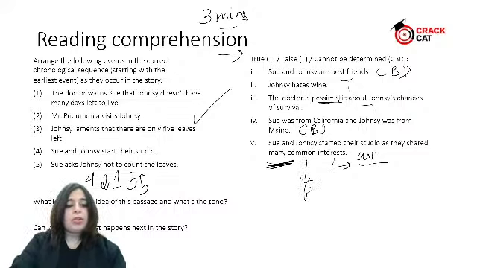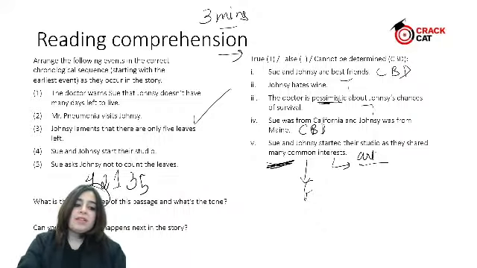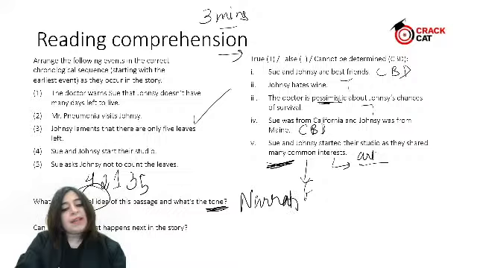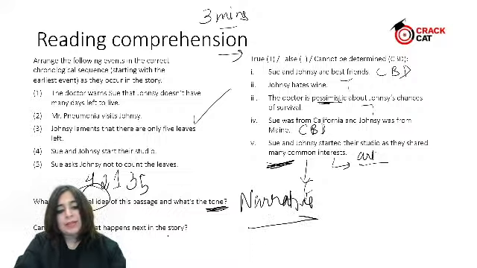So, coming down to the next question, it says, what is the central idea of the passage and what is the tone? Now, the central idea of the passage was that Johnsy had more or less associated her life with that of the falling of leaves, and the tone of the passage over here is narrative. Now, why is it narrative? Because it's in a storytelling format. I hope all of you were able to see that.